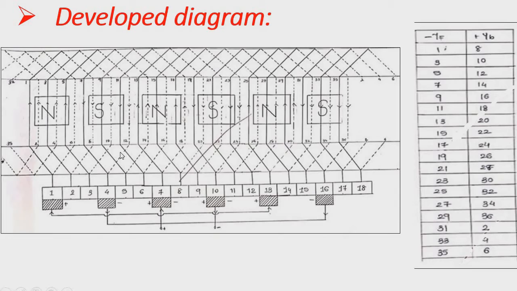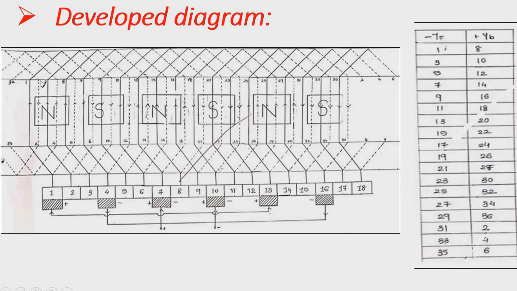So now this is the winding diagram. First of all we have to draw all the 36 conductors. We know that there are 18 coils in total, so there are 18 front conductors and 18 back conductors. First of all we have to draw the 18 front conductors like this: 1, 3, 5, 7, 9, 11, 13, etc., till the last, 35. They are denoted by straight lines, and the number is written on top of each.